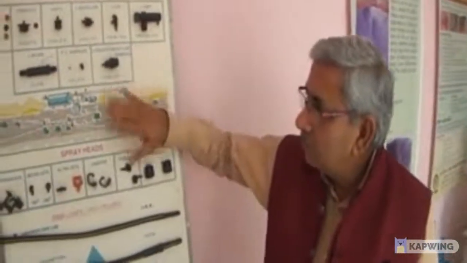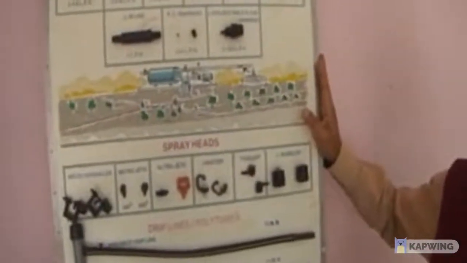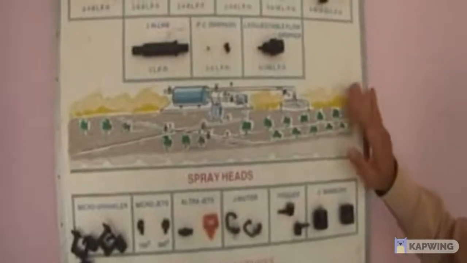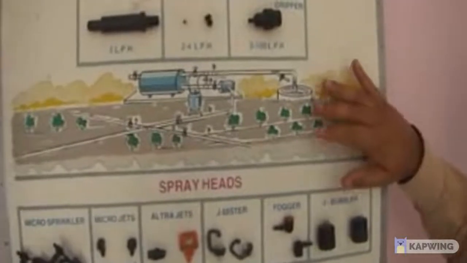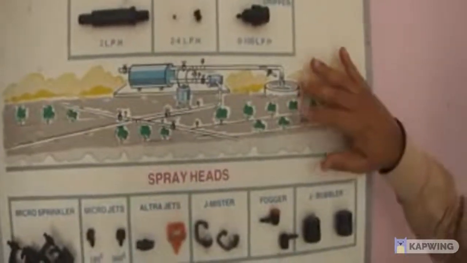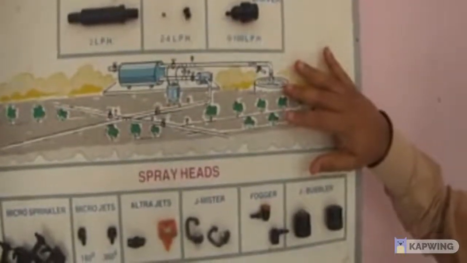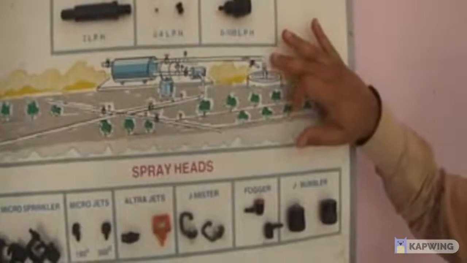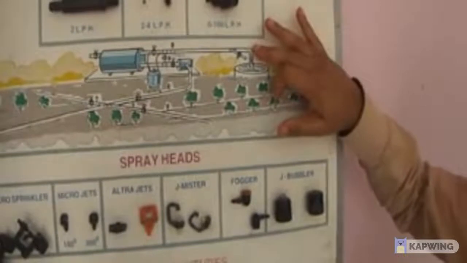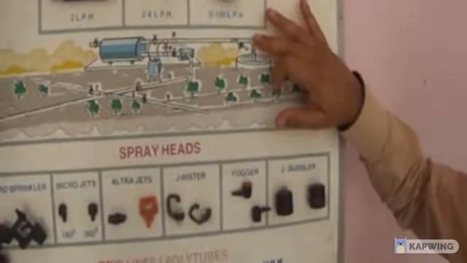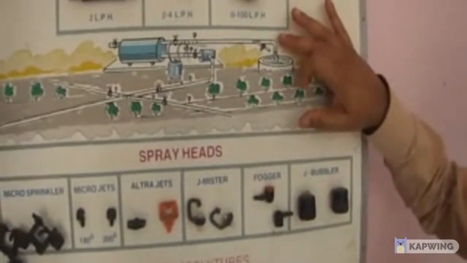Of course, in this particular board certain components have been depicted as well as attached. One can see water which is pumped from the source. In this board, water is being taken from a well and lifted by a pump. This pump can be driven by an electric motor or by a diesel engine, or it can also be a solar pump.